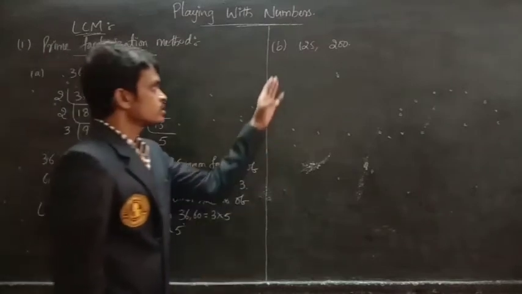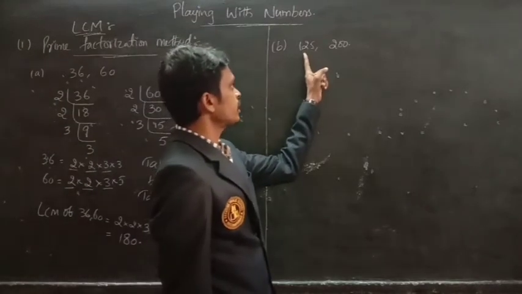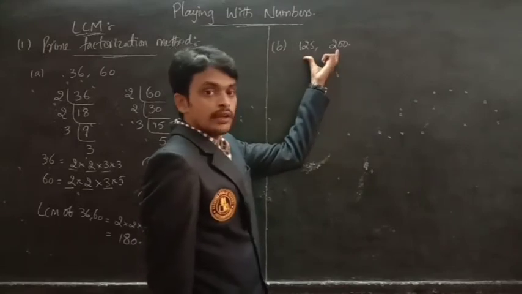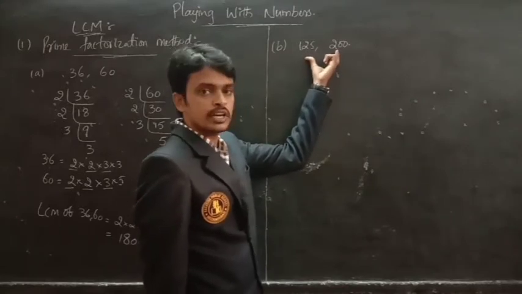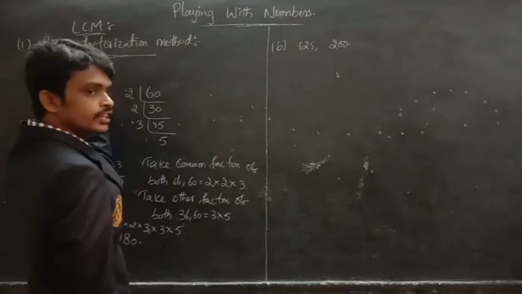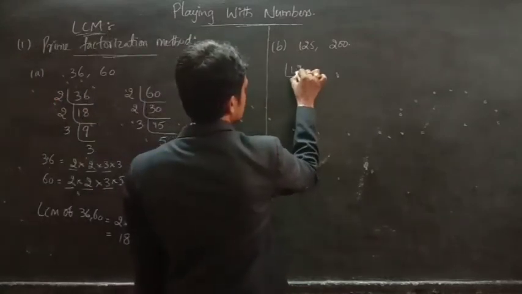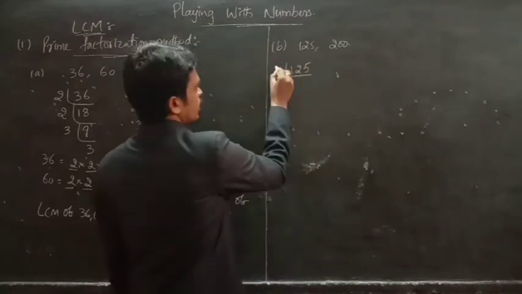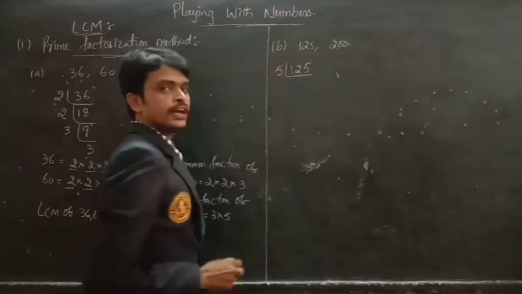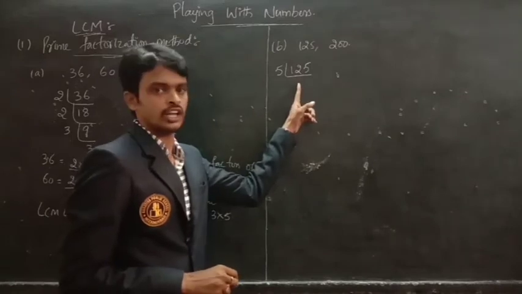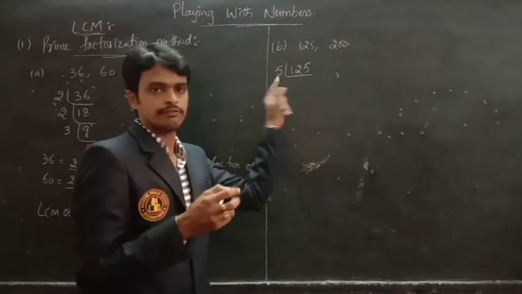Now the second problem: 125 and 200. Let us find the LCM of these numbers by using the prime factorization method. Let us take 125 first. Now I am taking 5. Why? Because 125 will not divide by 2 and 3. The next prime number is 5.